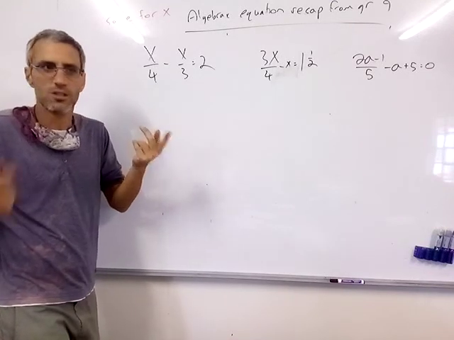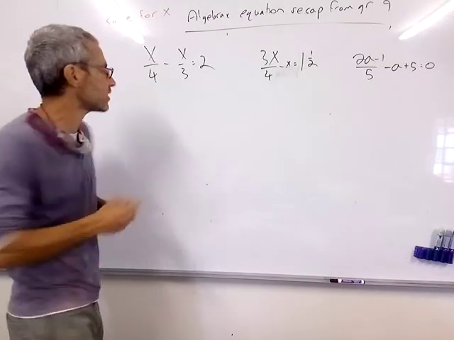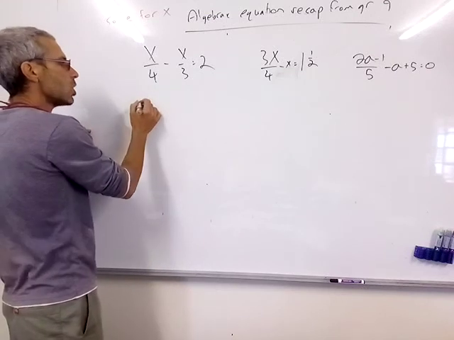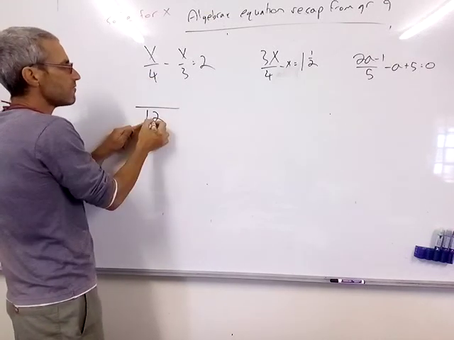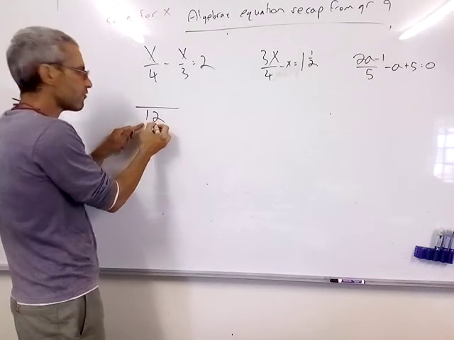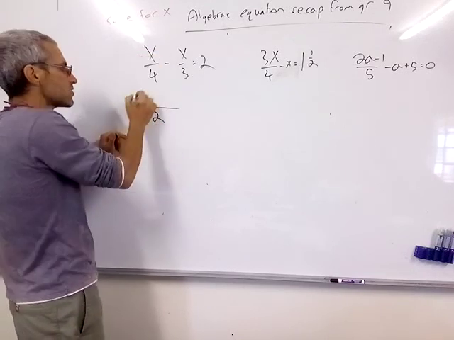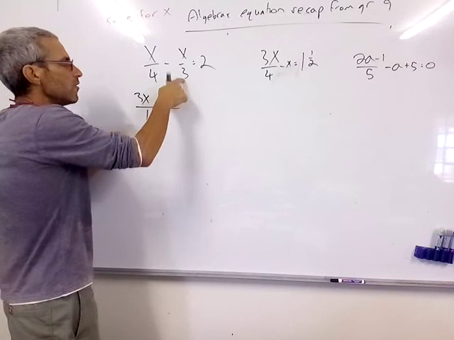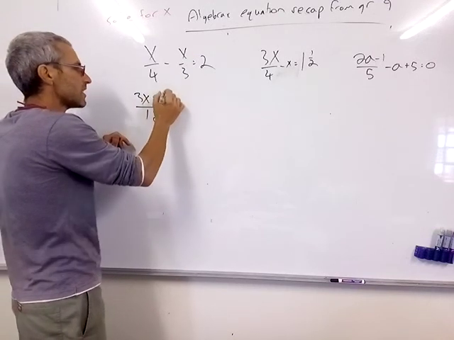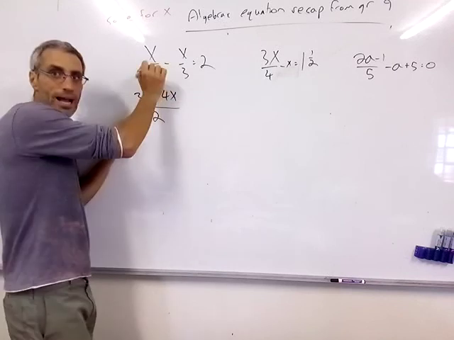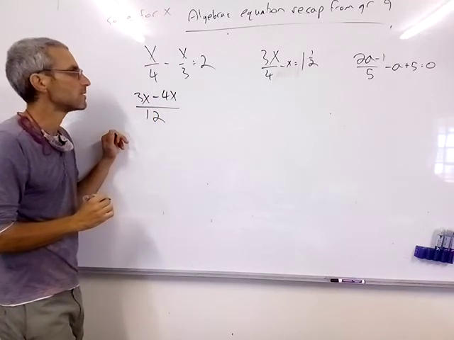You get the lowest common denominator, right? What's the lowest common denominator? 12. Okay, so from 4 to 12, I had to multiply by 3, so I must multiply the top by 3. So it's going to be 3x. From 3 to 12, I multiplied by 4, so I need to multiply the x by 4. And I've got to keep that minus. Don't lose that minus.